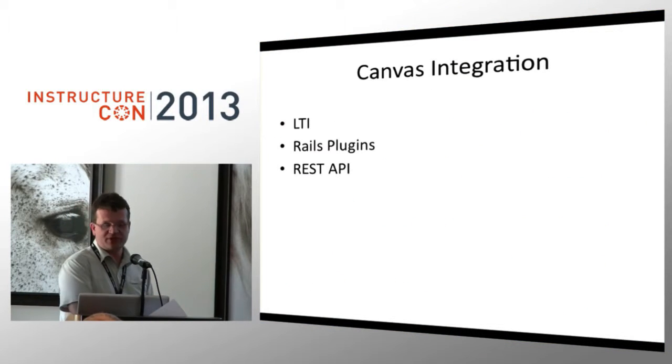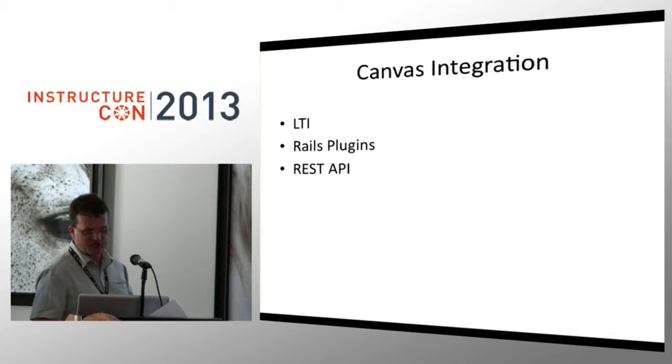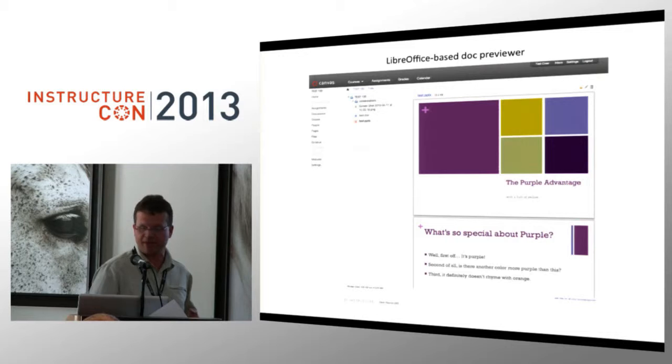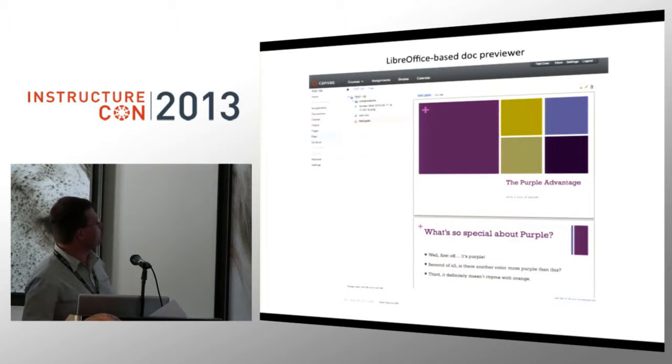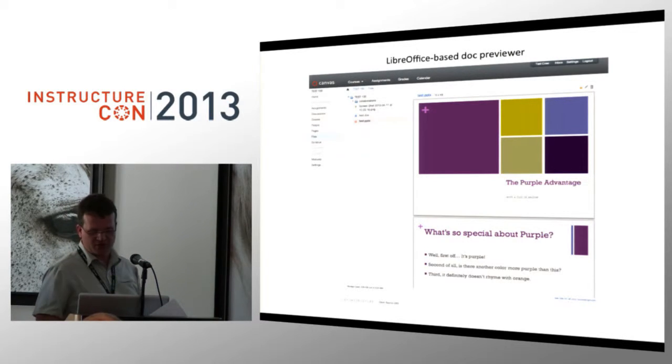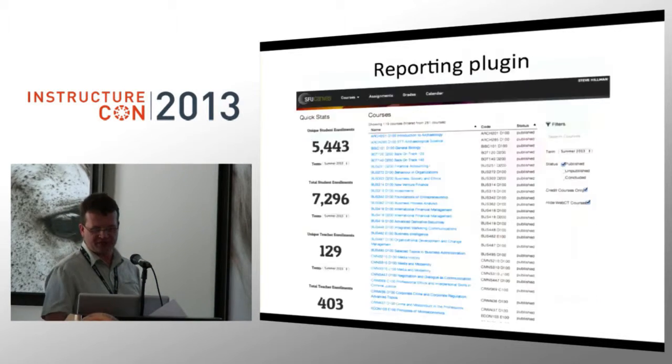Canvas integrations that we've done up at SFU. We're making use of LTI, Rails plugins, and extensive use of the API. This is a screenshot of the document previewer. It just drops in and is an exact replacement for the Google Previewer. Nobody knows that anything is functioning any different.